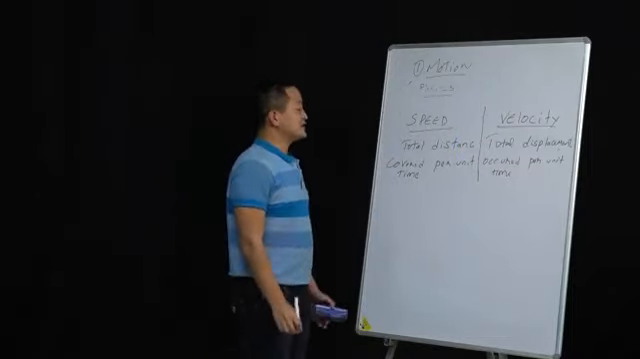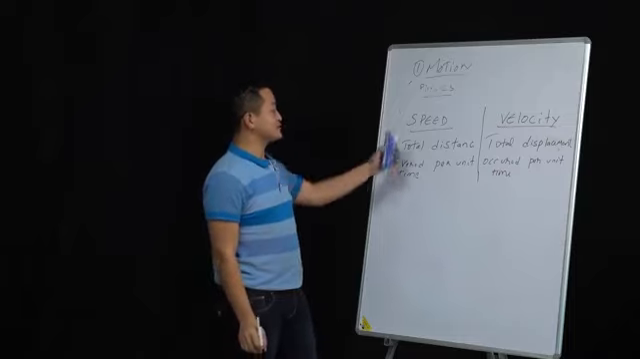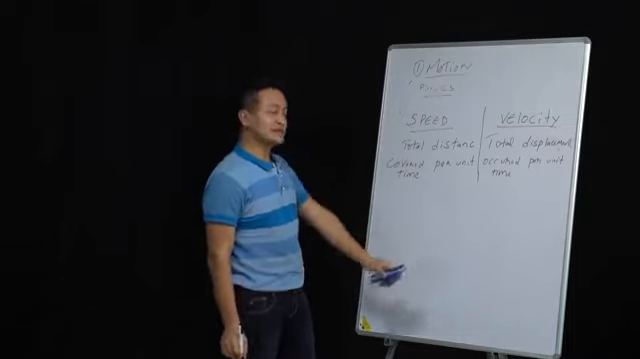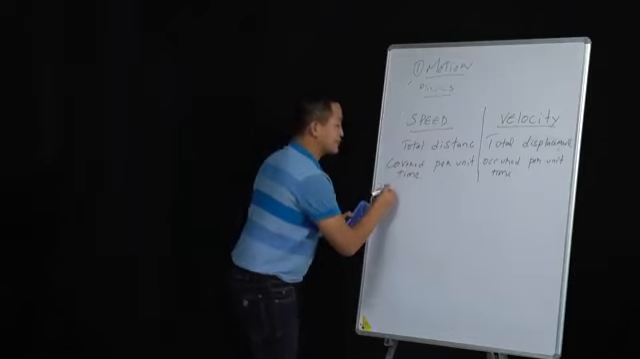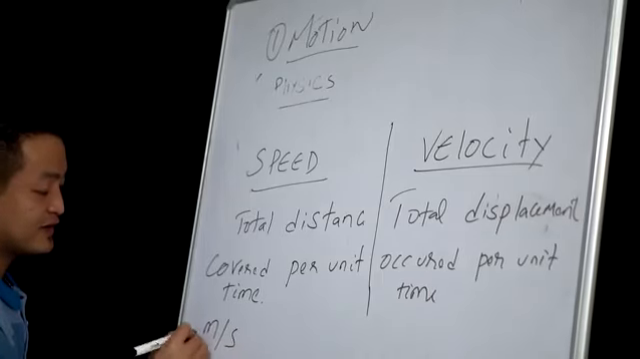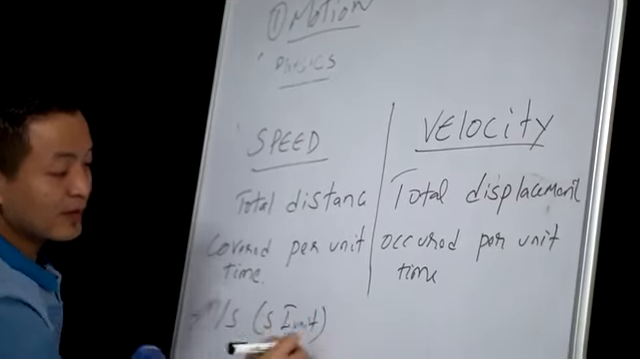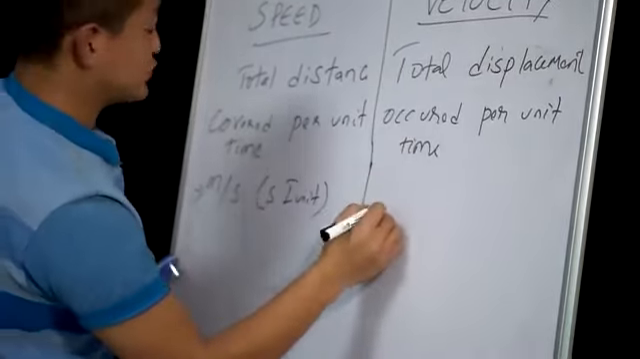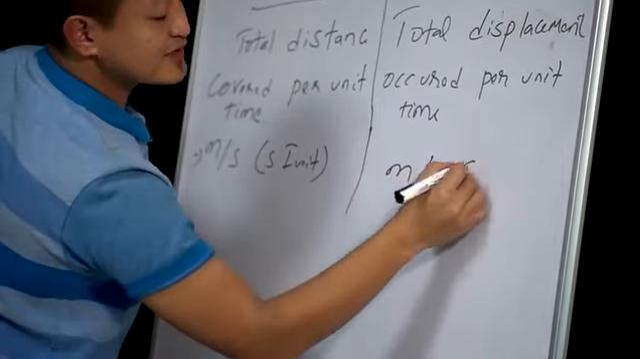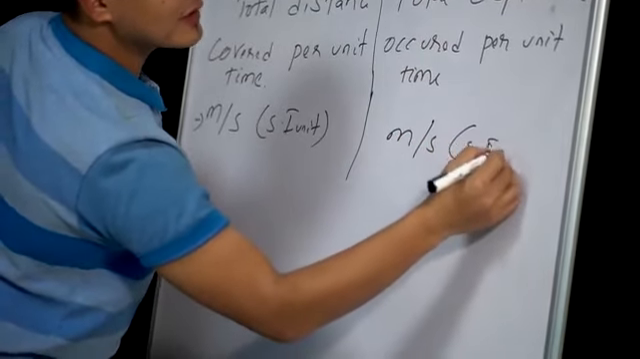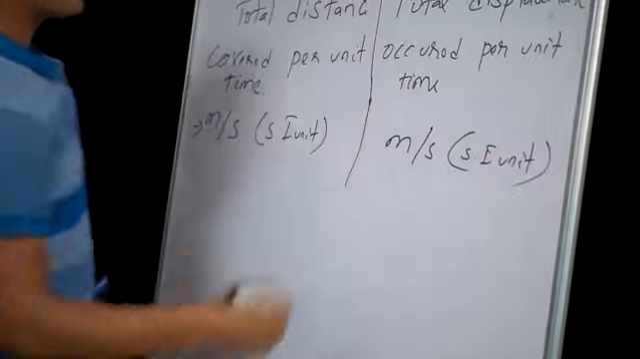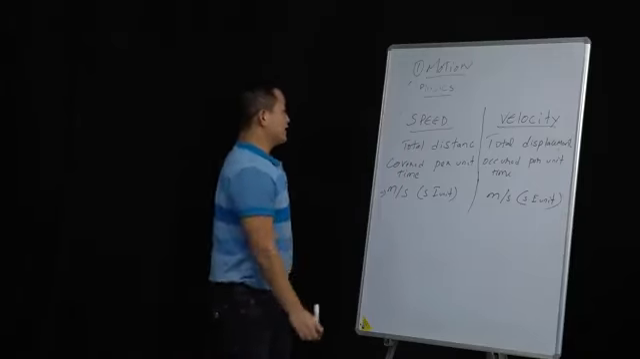Now, what is the SI unit of speed and velocity? The SI unit would be the same. It will be meter per second. That is the SI unit. And the SI unit for velocity would be the same, meter per second. So here we have the same SI unit.